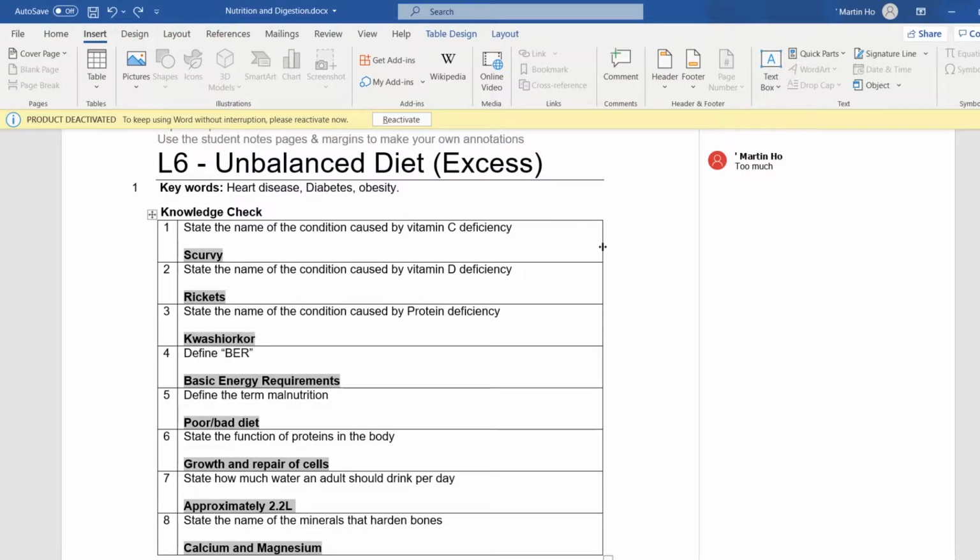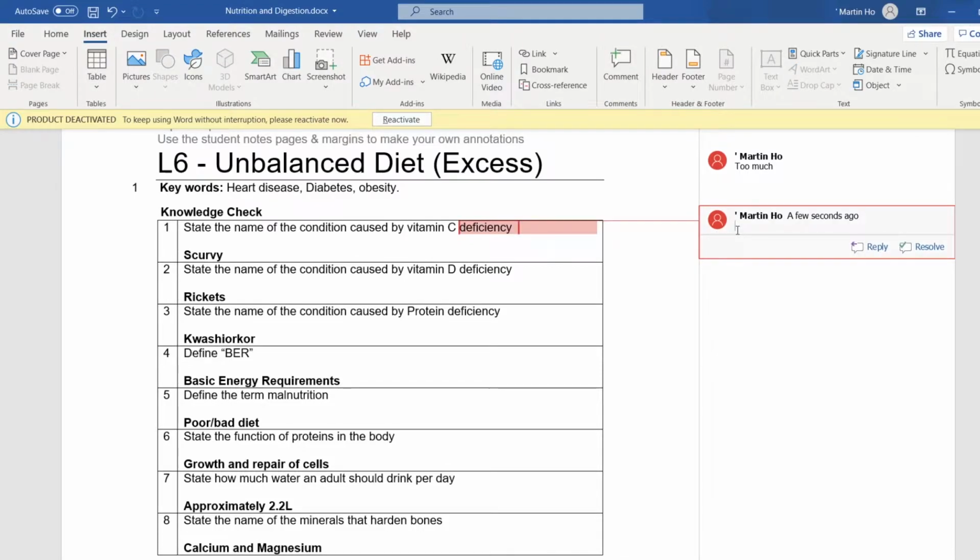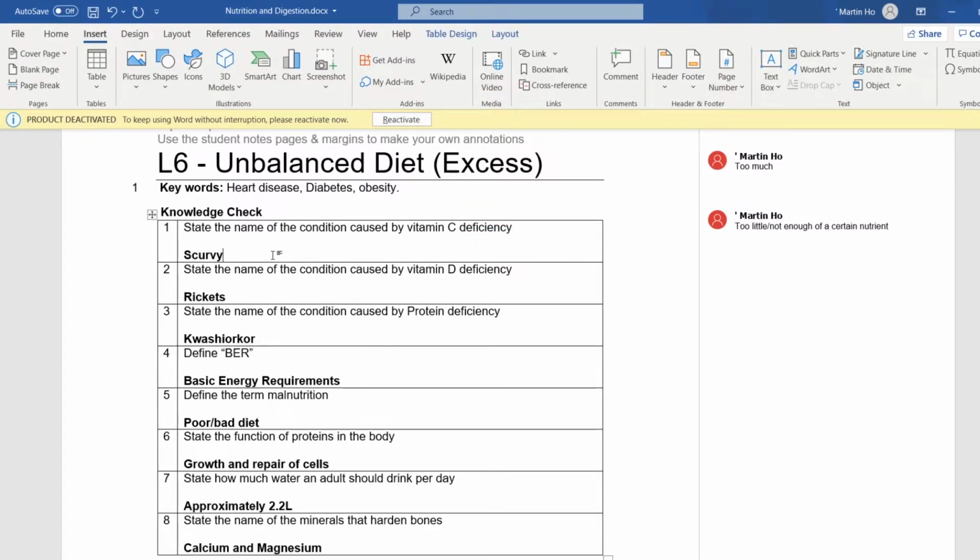Alright, now that you're done, let's take it up. Question 1. State the name of the condition caused by vitamin C deficiency. As we recall from last lesson, a deficiency is too little of a certain nutrient, or not enough of a certain nutrient. So, given condition, vitamin C deficiency results in scurvy.